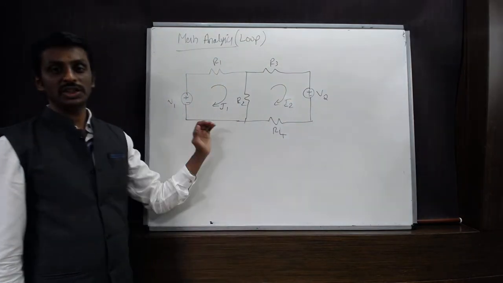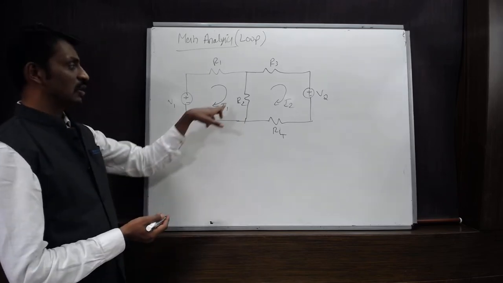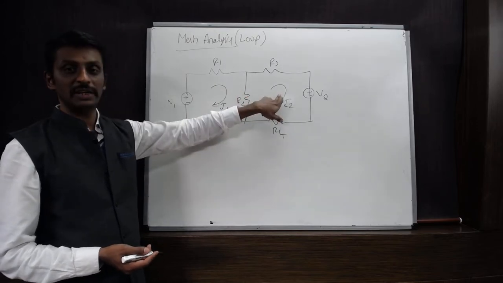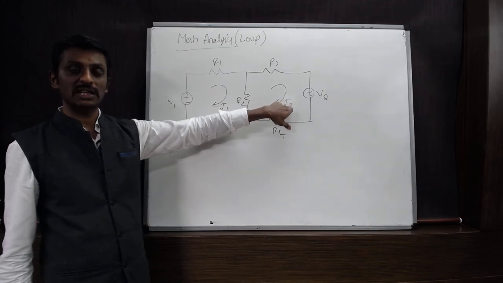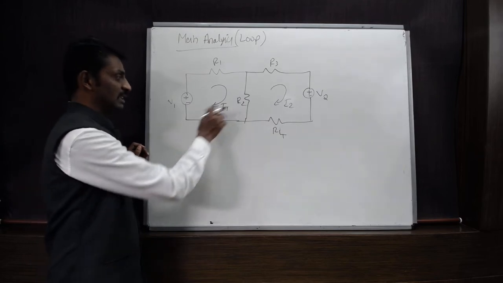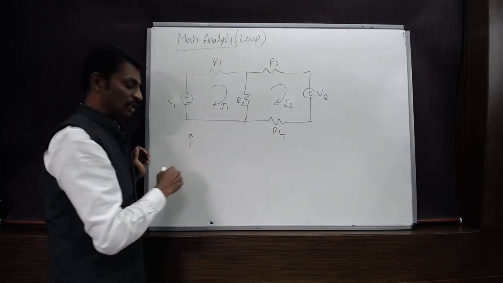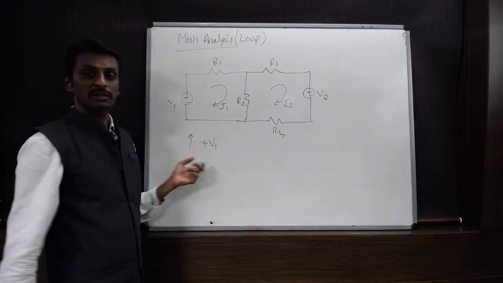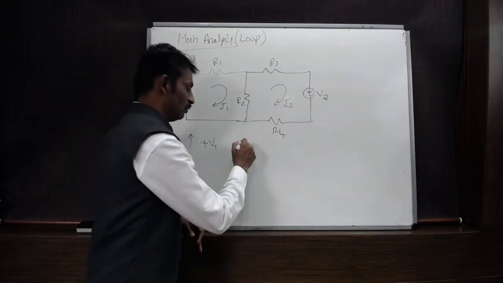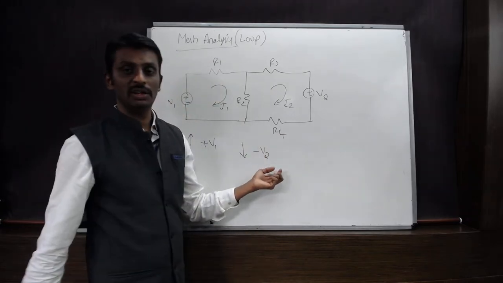In order to perform the mesh analysis or loop analysis, we have to follow certain rules. The direction of the current usually will be taken in the clockwise direction, and the clockwise currents will be indicated with mesh 1 as I1 and mesh 2 as I2. For the voltage source, in order to apply the KVL, we follow one analogy. If the current enters the negative of the battery and leaves the positive, we take that as a rise in voltage, and it is considered with the positive sign. Similarly, if the current enters the positive of the battery and leaves the negative, we consider that as a drop in voltage, and that voltage is considered with the negative sign.